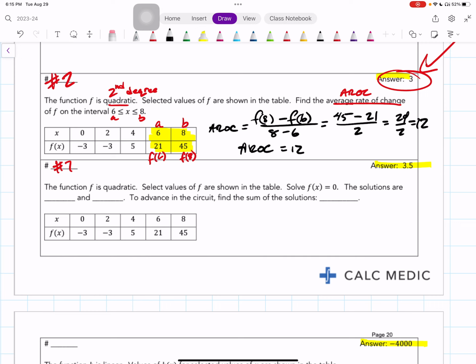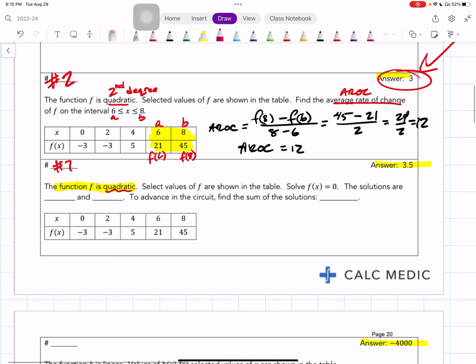So the function is quadratic. This is really important, so highlight that. F is quadratic, very important. You guys learned that the second difference is constant. So as soon as I see that, you know that the second difference is constant. What else? What are we trying to find here? Select the values of f that are shown. Solve f of x equals 0. The solutions are the following. Oh my God, so you've got to find the x-intercepts here. We've got a table of values, but I don't know what the function is.